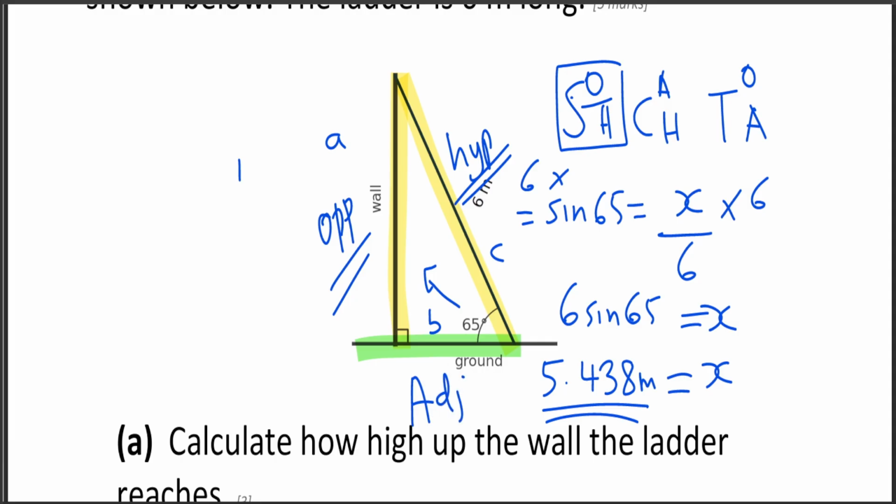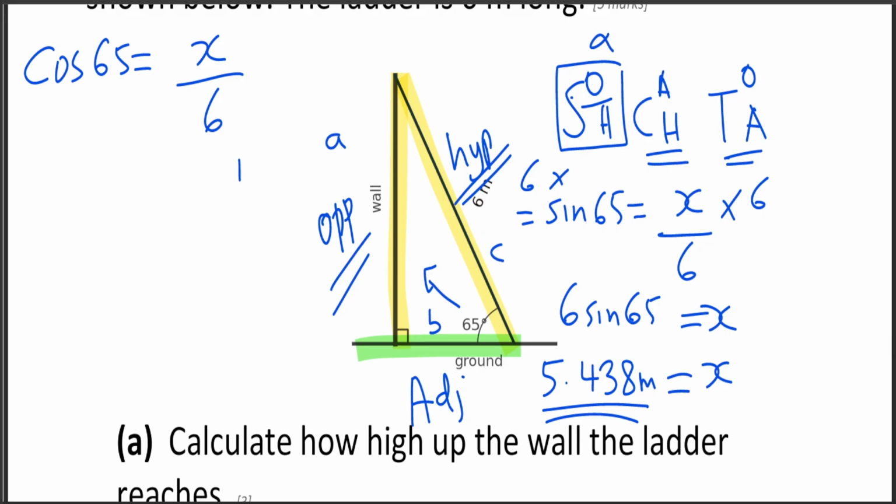So we can use any of them, as long as it has the adjacent. Let's use cos for now. We can use tan also, but you can't use sine because there's no adjacent to any one of them. So cos 65 is equal to the adjacent, which is not known, over the hypotenuse, which is 6. Am I correct? Cos 65 is equal to adjacent over 6.